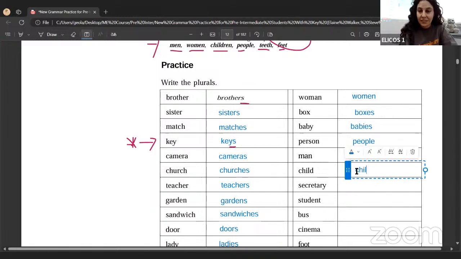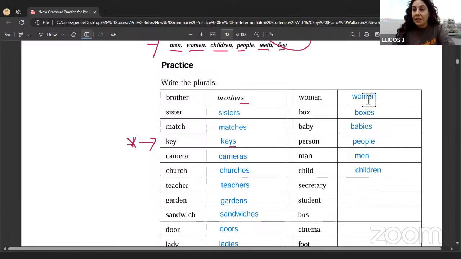Child, children. That one, plural of women. This one, the plural? Yeah, women. You can see it's got the plural of the man, MEN. So women. It's pronounced like that, women.